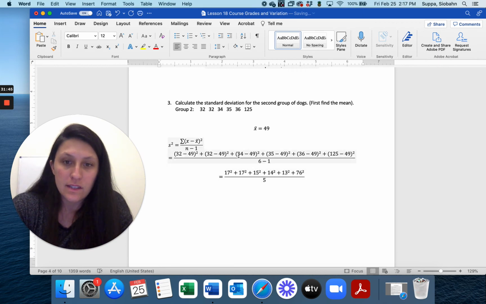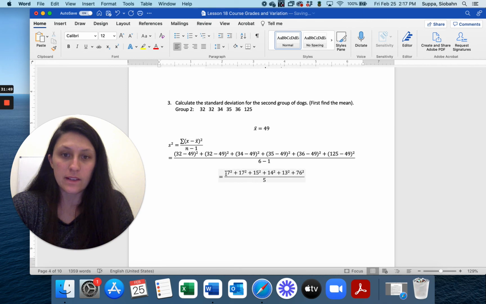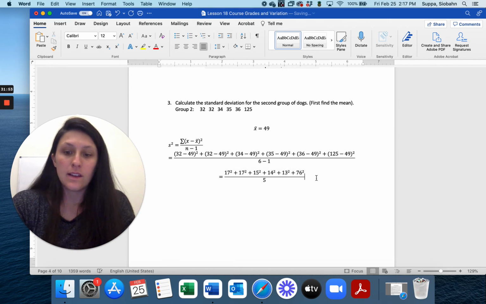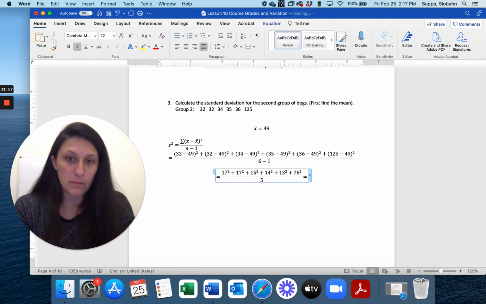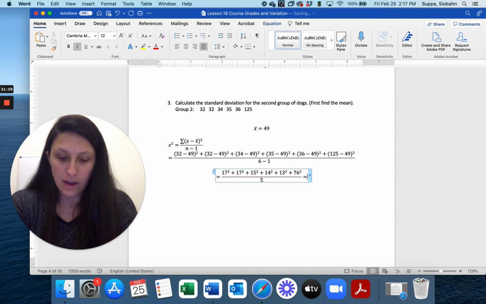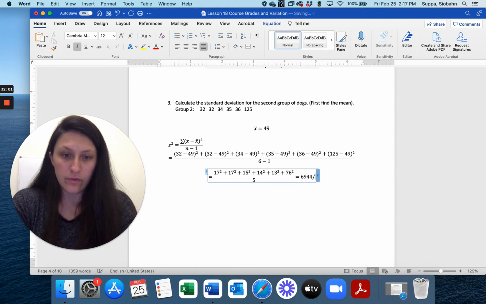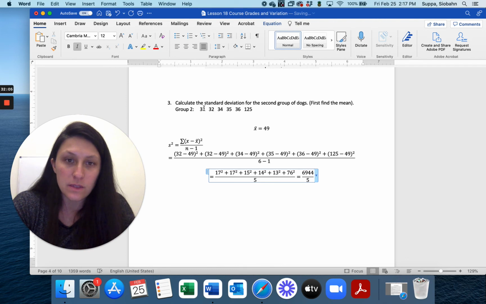So the first thing I did in my calculator was I figured out what is the difference between all of those points. So I got 17, 17, 15, 14, 13, and 76. Now in my calculator I have to square all of those numbers and add them all up. So that means for the top I get 69.44. And the denominator is 5 because in this case there are 6 points. 1, 2, 3, 4, 5, 6. And 6 minus 1 is 5.